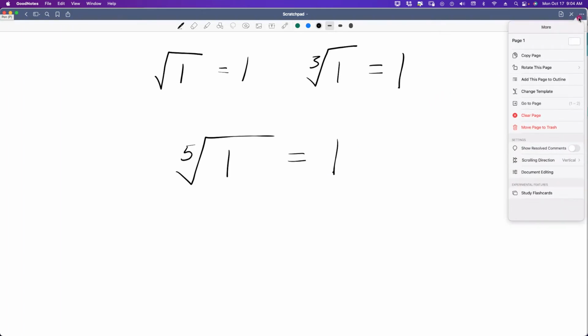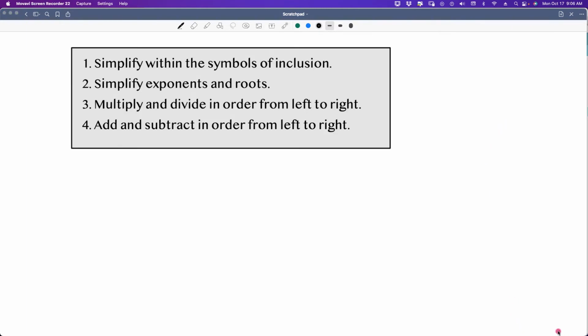So let me update our order of operations. So here's our updated order of operations. Exponents and roots come before multiplication and division, but after symbols of inclusion. So we look for the symbols of inclusion first. Then we look to simplify exponents and roots, and then we multiply and divide in order from left to right, and then we add and subtract in order from left to right. That is where we get what we call PEMDAS.